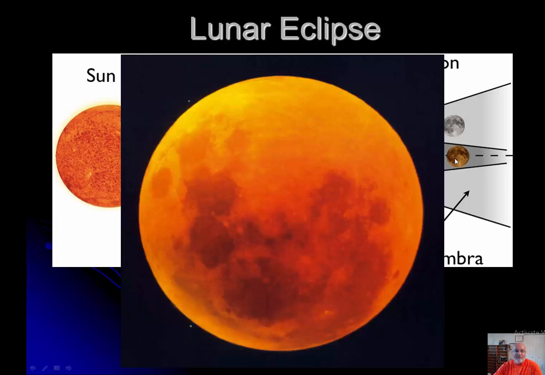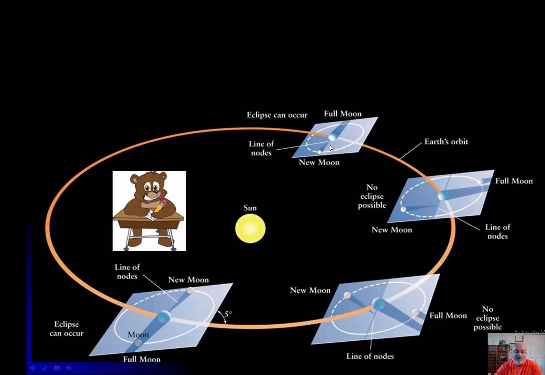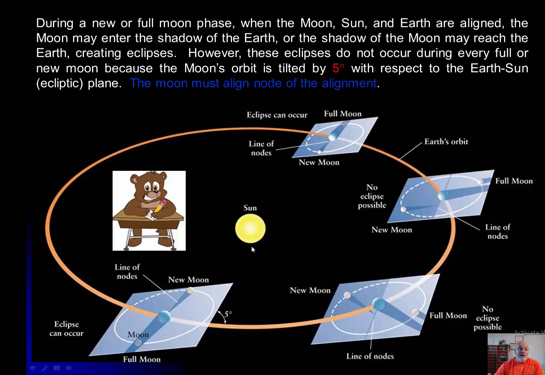It's pretty amazing. And here is the blood moon, and again that's caused because the Earth has this round shape, and the only light that actually gets through from the sun is this reddish color, and it makes this moon look blood red.